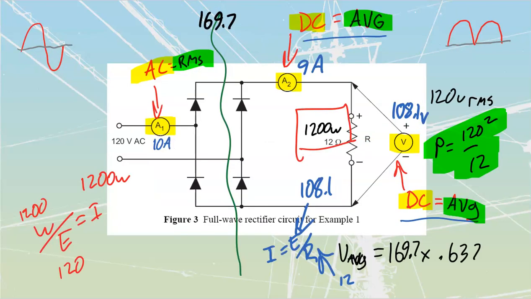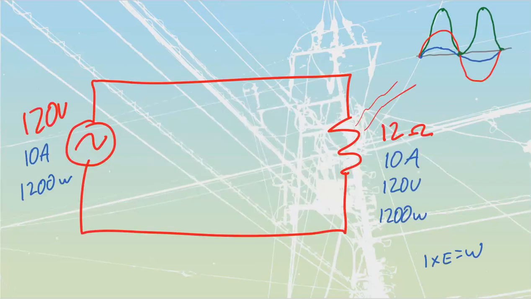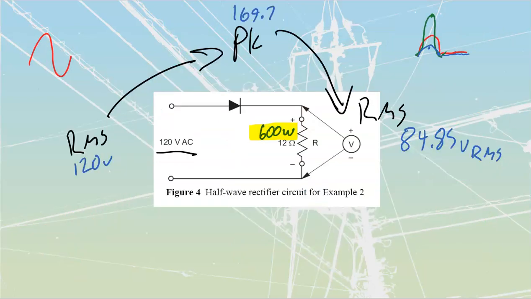Compare that to what we had when we were full wave. There we had 1200 watts, right? So now we're saying when we're half wave rectified, we only get half the power out. When we compare that to our AC circuit over here, we saw that we had 1200 watts. We saw that when we did full wave rectification, we got the same amount of watts out. And we saw that when we went to half wave, now we're only going to get half the watts that are going to come out of this thing.